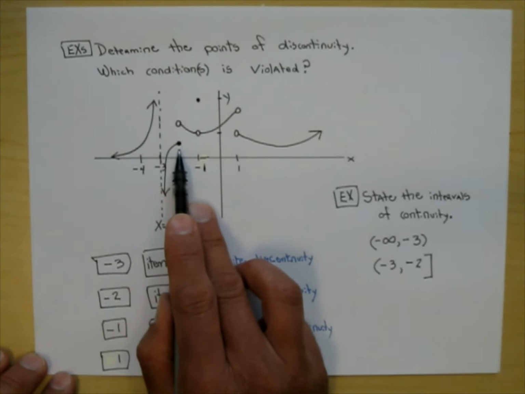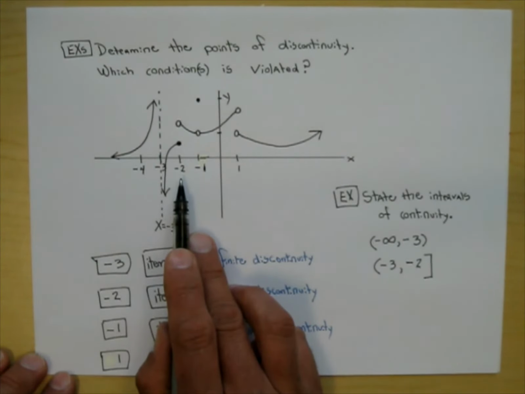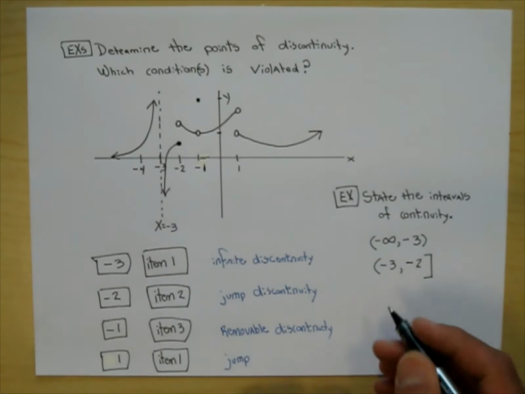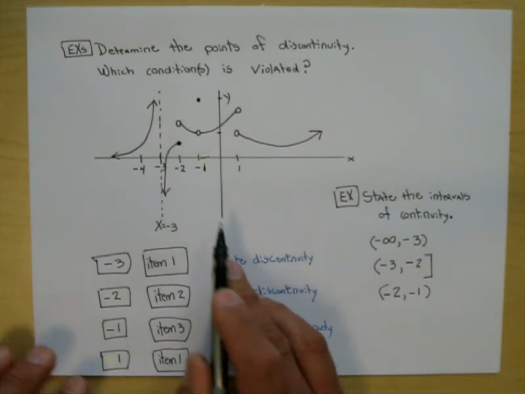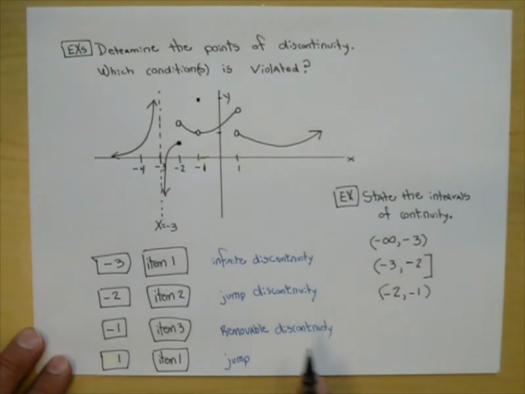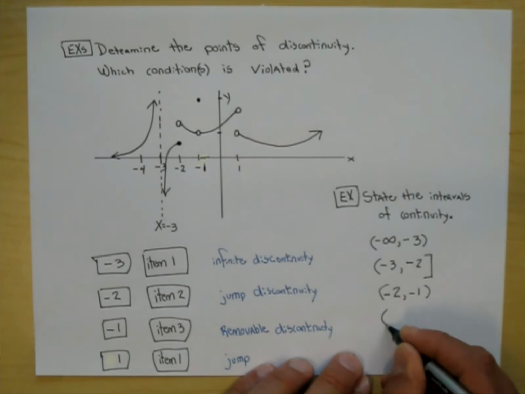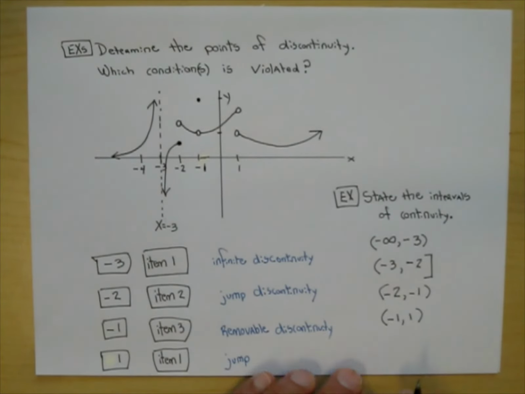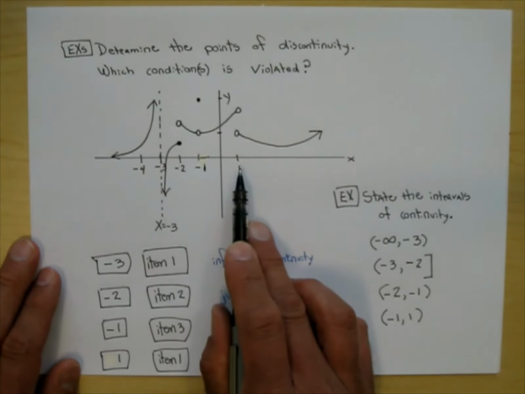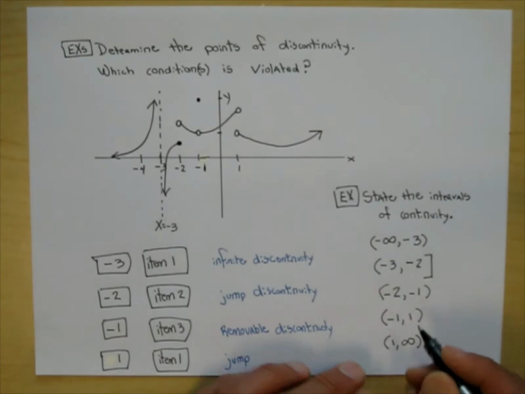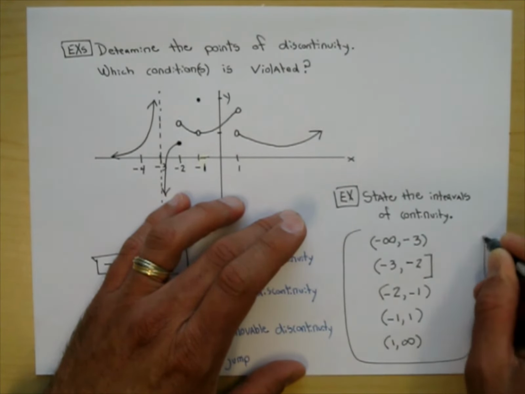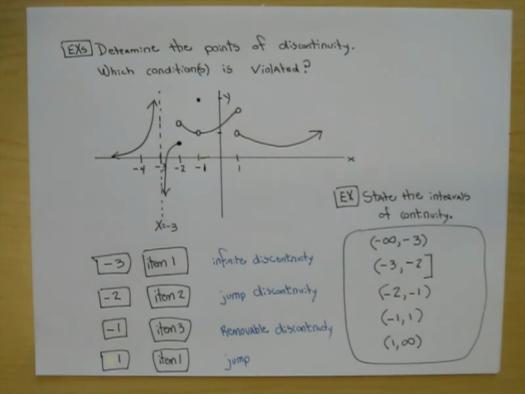The next interval of continuity, these are x values we're talking about, would be from -2 to -1, not including those. We can't include -1 because we'd have to lift the pencil up to draw that. The next interval of continuity would be from -1 to 1, not including any of those. And the last interval of continuity would go from 1 to infinity. So when they say state or list the intervals of continuity, there they are. Those are the intervals that you can trace without lifting the pencil off the paper.